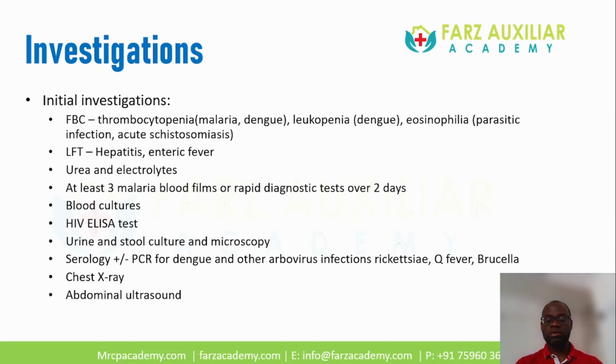Urine and stool culture microscopy is really important for picking out ova and eggs of parasitic infections, and serology and PCR for dengue and other arboviruses are important. Unfortunately, these tests take a long time to get the results because they are serological tests, and often a high index of suspicion is required in their management. A chest x-ray could very importantly pick up an acute pneumonia, tuberculosis, or reactivation of tuberculosis, and an abdominal ultrasound could confirm findings of hepatosplenomegaly, or if they're not picked up on examination, they could be picked up via ultrasound.